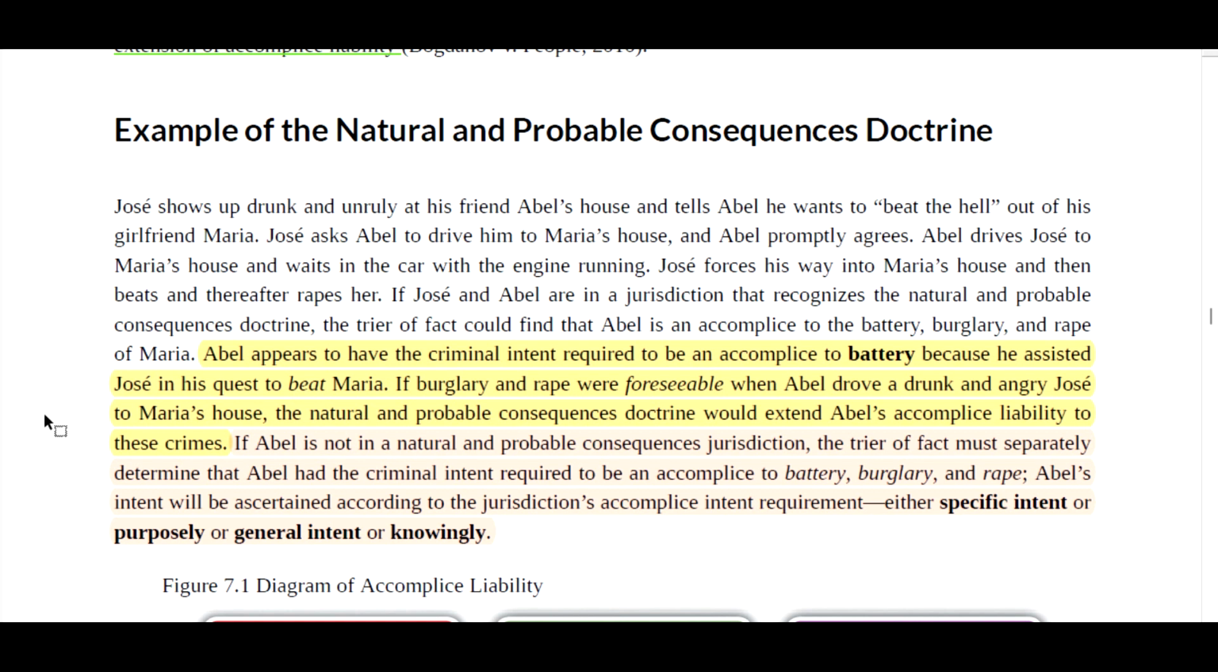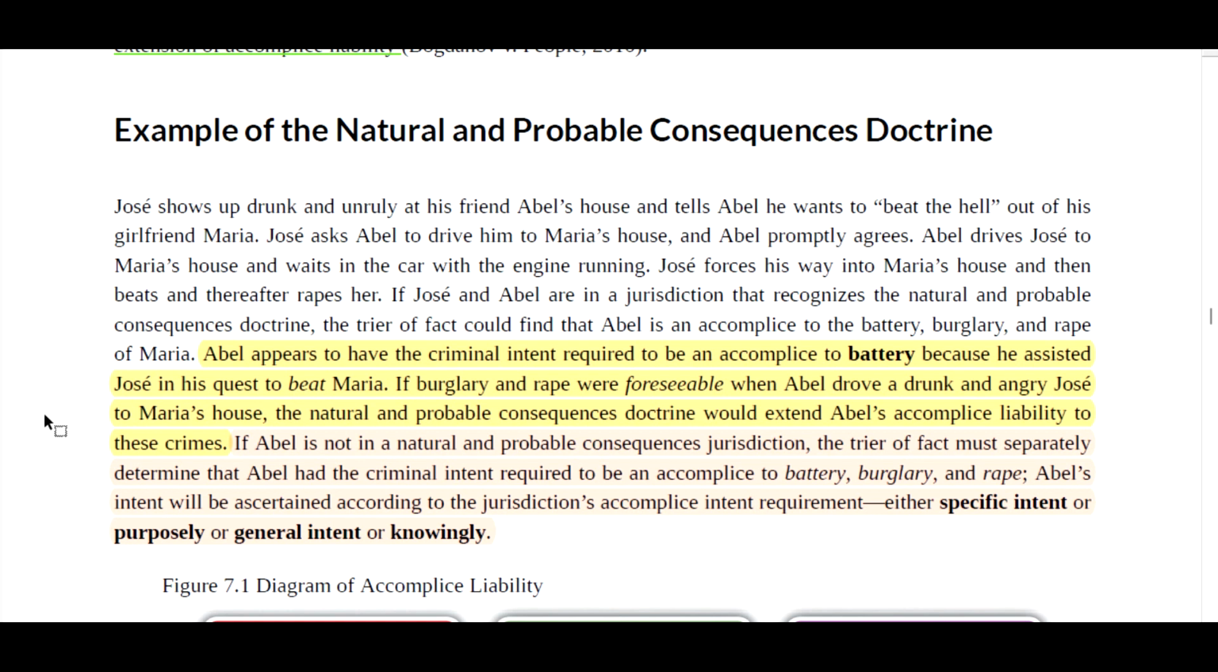So in the example, Jose, our principal actor in all of this, shows up drunk and unruly to his friend Abel's house and tells him he wants to beat the hell out of his girlfriend, Maria. Jose asks Abel to drive him to Maria's house, and Abel agrees. So already we have Jose as our principal, and Abel as our accomplice. Abel drives Jose to Maria's house and waits in the car with the engine running. Jose forces his way into Maria's house and then beats and thereafter sexually assaults her.